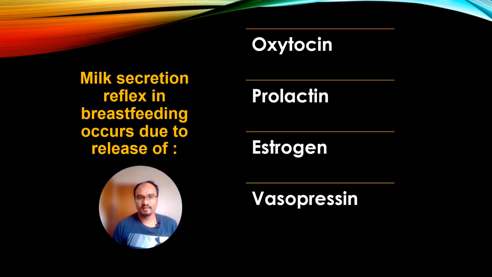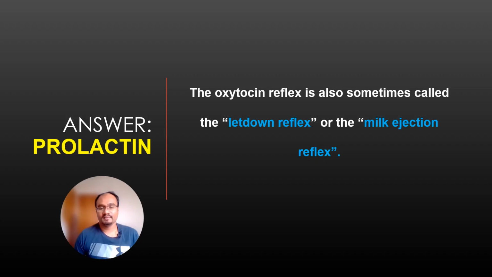Milk secretion reflex in breastfeeding occurs due to the release of, and the options are oxytocin, prolactin, estrogen, vasopressin. And the correct answer is prolactin. You should also note that oxytocin reflex is sometimes also called let-down reflex or milk ejection reflex. Let's go to the next question.